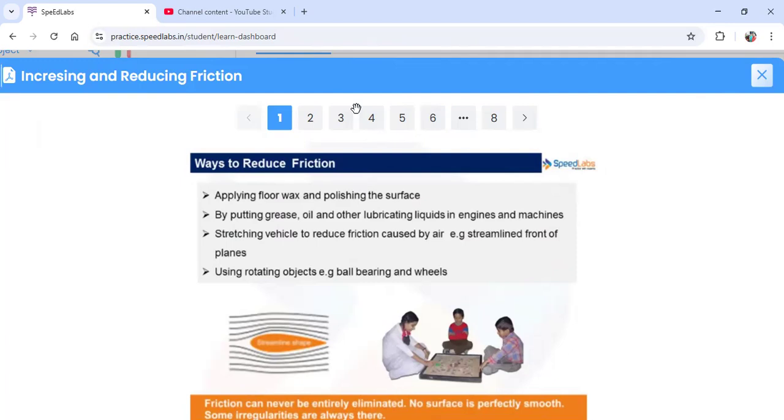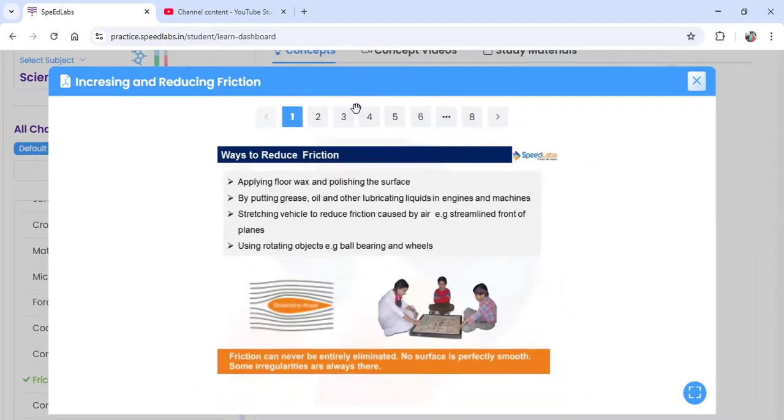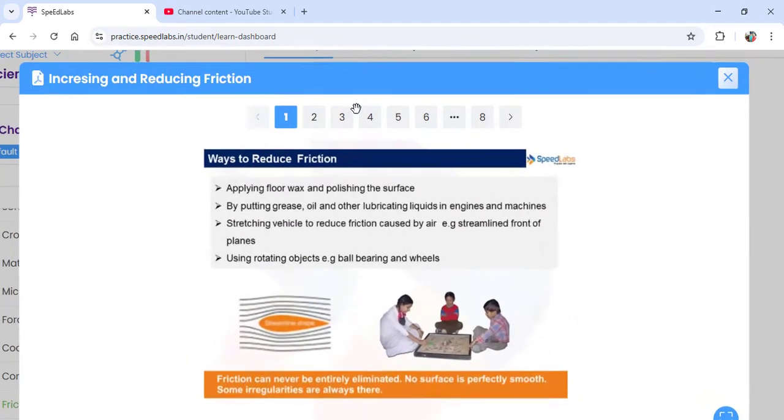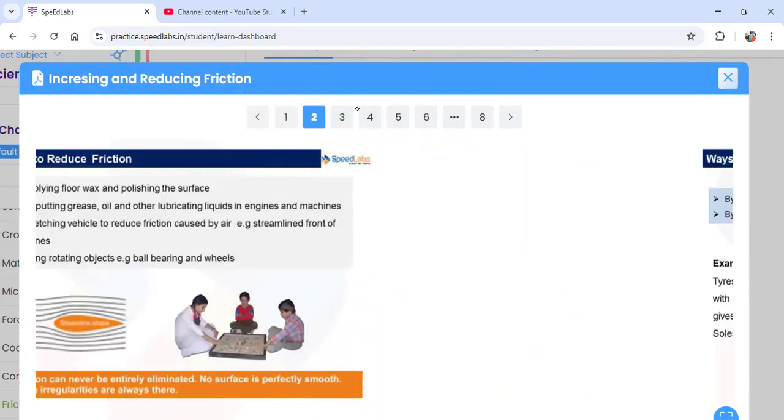By applying oil, grease, wax, by putting grease, yes or no? By streamlined body. Okay, you can see that the front part of the aeroplanes are streamlined, just like the shape of a fish's body or a bird's body, so that less friction is offered. And by using ball bearings also we can reduce the friction. Friction can never be entirely eliminated. No surface is perfectly smooth. You can see the note at the bottom. Some irregularities are always there.